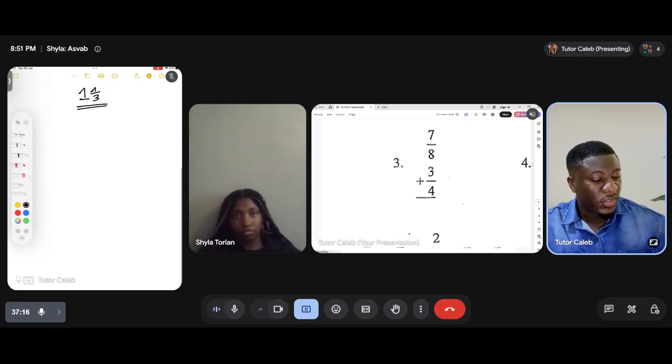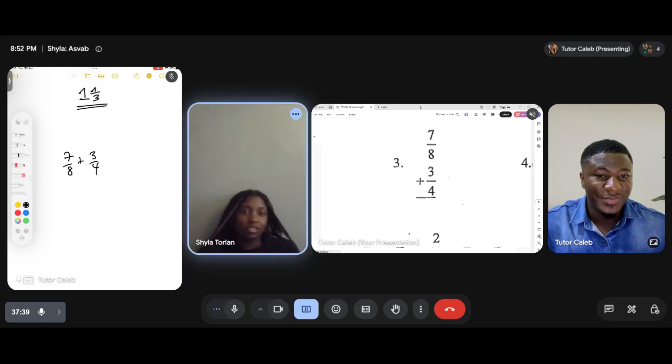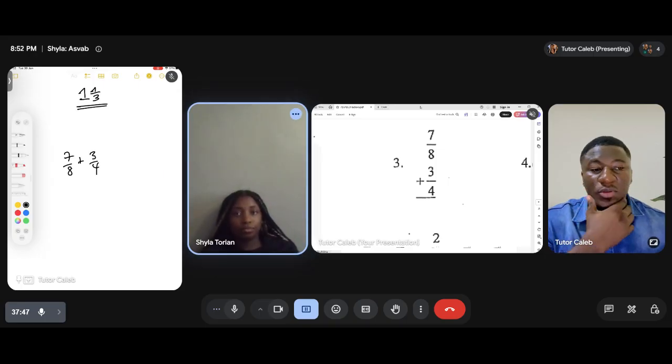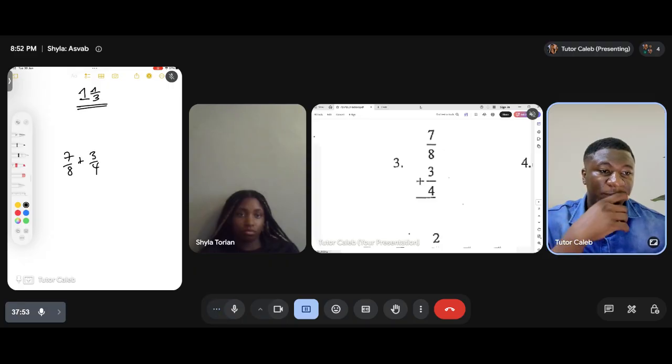Question 3 says 7 over 8 plus 3 over 4. Now, you can also use the method I showed you in bringing the denominator to the same as the other fraction to solve it. Try this and see what you get. Wait, so always the biggest number stays? In the denominator, the biggest number always stays or the smaller one? The bigger one is easier because you're going to be increasing the fraction to look like the bigger one. The bigger one stays.